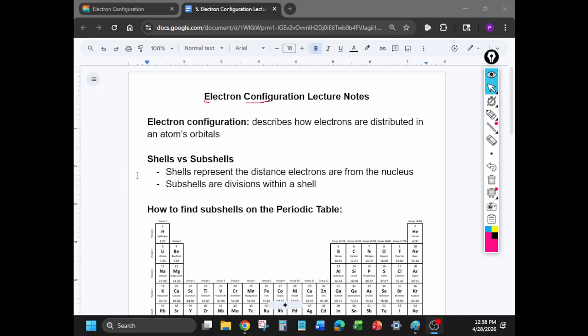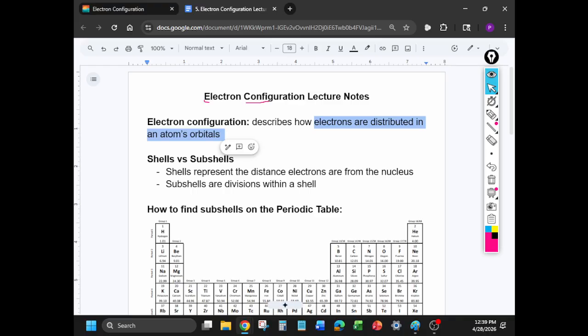Electron configuration is pretty simple. It's just a way to write how electrons are distributed in the atom's shells. We talked about how electrons fly around the atom in these shells. Electron configuration is a way to describe where the electrons are located.